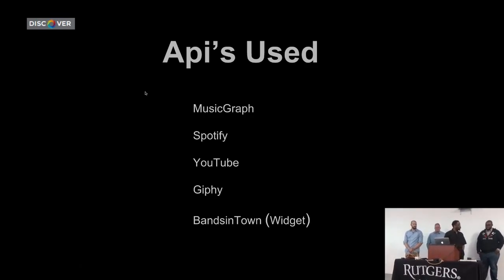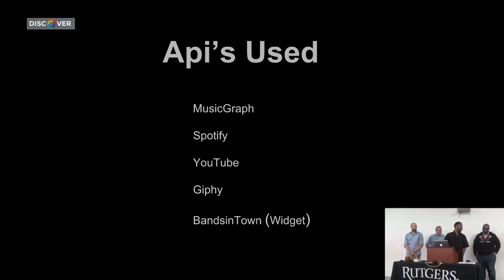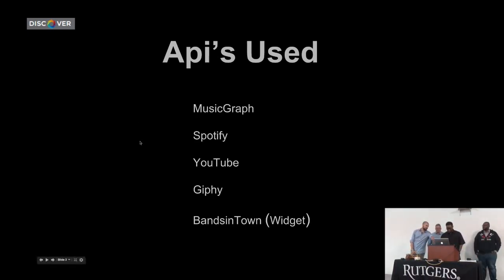The APIs used were Music Graph, Spotify, YouTube, Giphy, and Bandsintown. We used the widget. So Music Graph, we used to pull a lot of social media information. Spotify, we used to get songs. YouTube, we used to get music videos and whatever else.